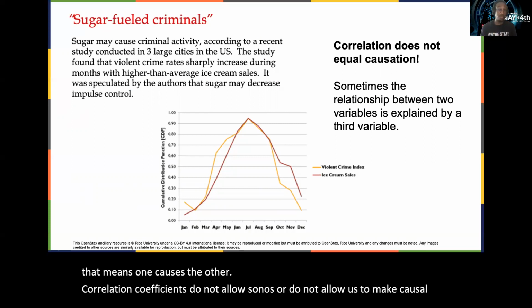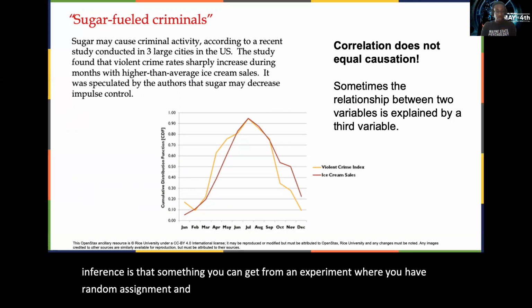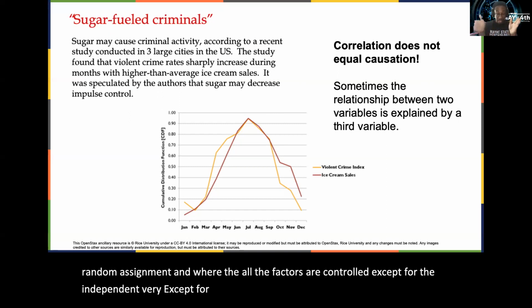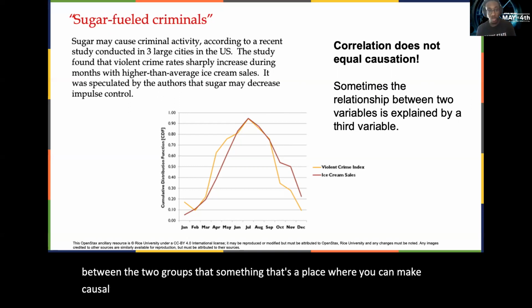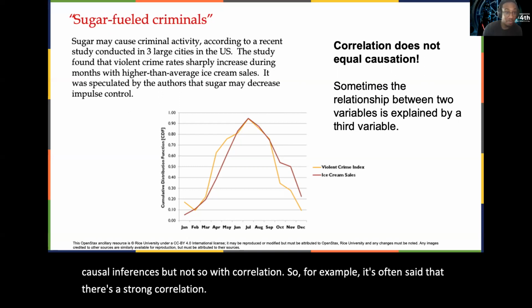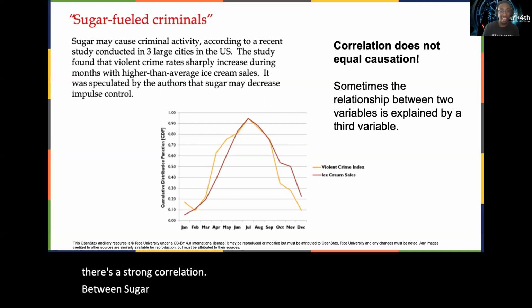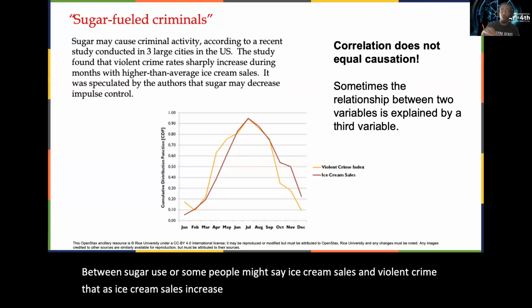That's something you can get from an experiment, where you have random assignment and where all the factors are controlled except for the independent variable, which is the only difference between the two groups. That's a place where you can make causal inferences, but not so with correlation. For example, it's often said that there's a strong correlation between sugar use, or some people might say ice cream sales, and violent crime. As ice cream sales increase, violent crime also increases.